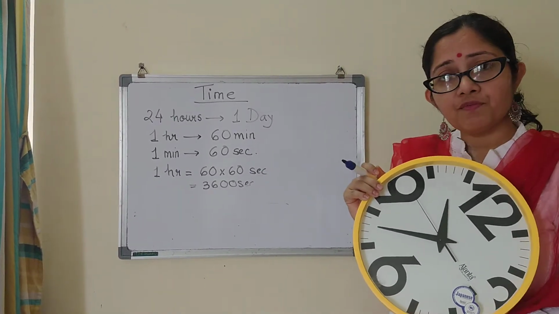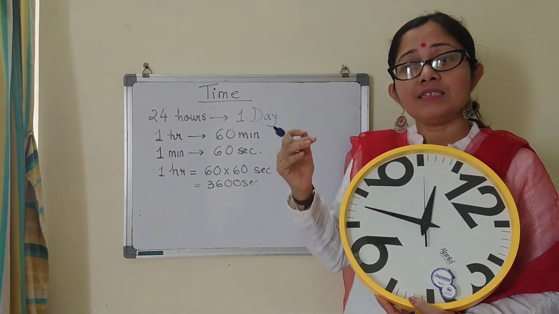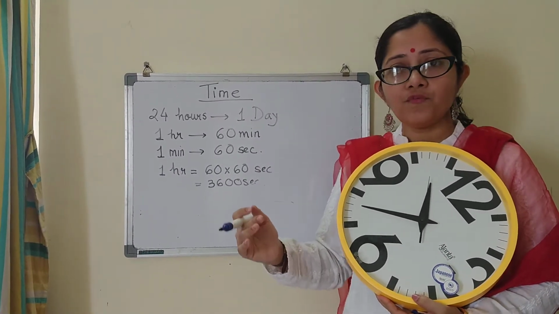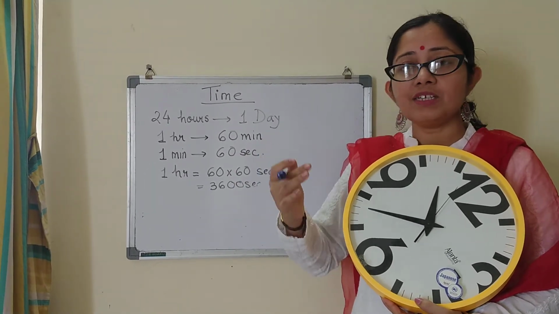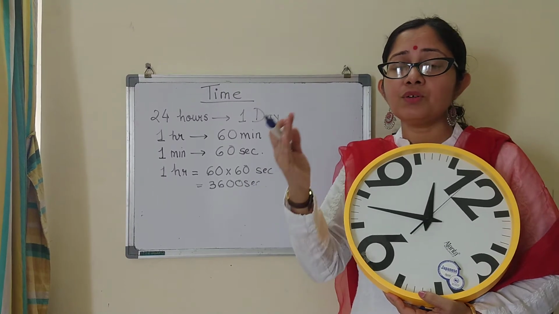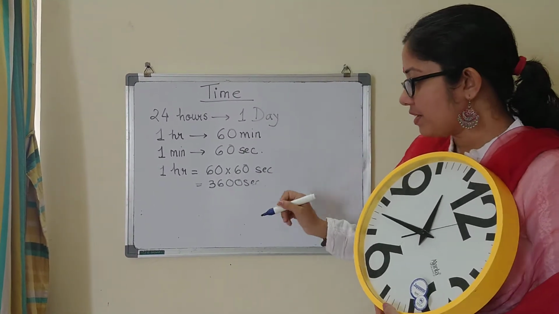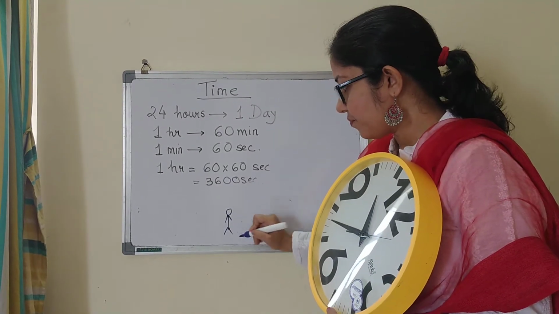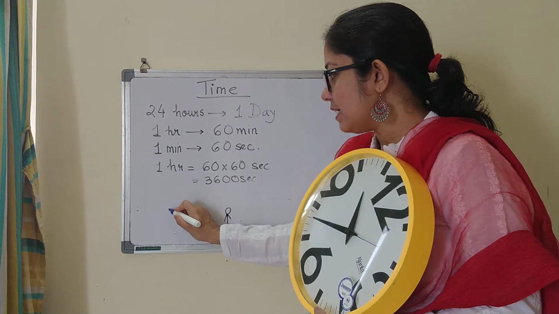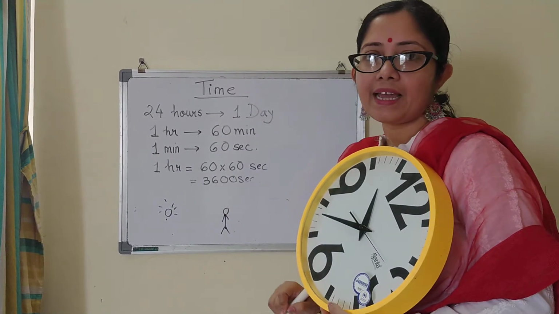Alright? But before this clock was invented, people would actually see the shadow; there were sundials. And when you see the shadow of the sundial, you could gauge the time. Right? Like for example, suppose there is a man who is standing here, and the sun has just risen in the eastern sky.